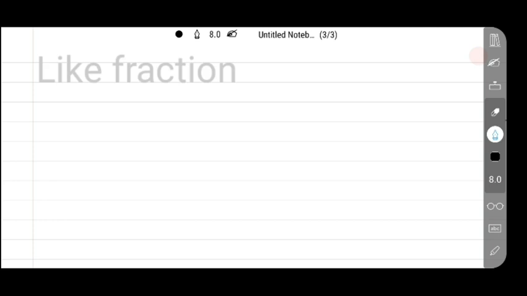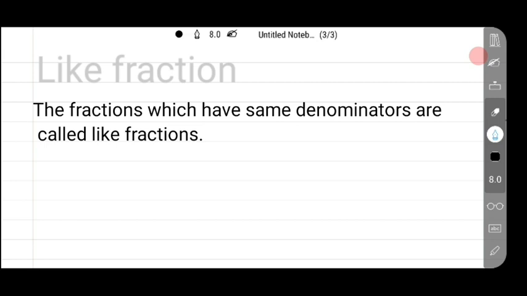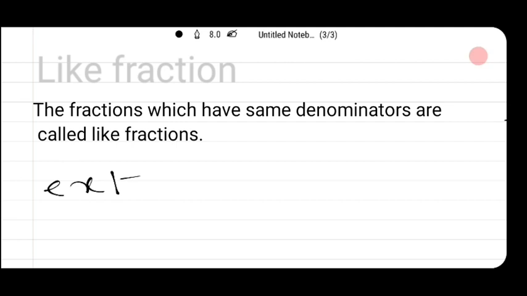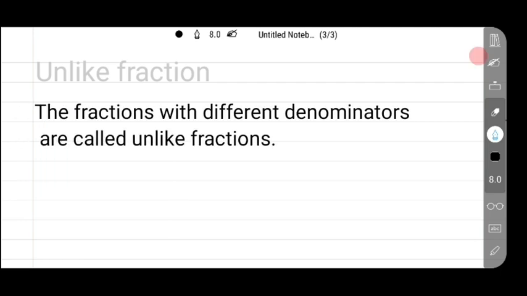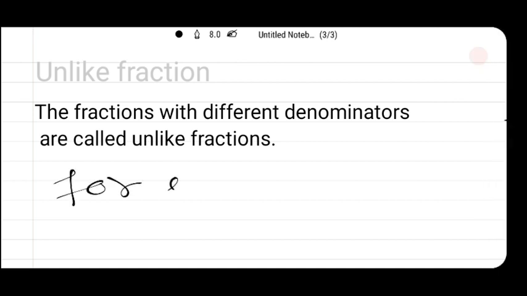The next one is like fractions. The fractions which have the same denominators are called like fractions. For example, 1 upon 5, 2 upon 5, etc. Here the denominators are the same. Next one is unlike fractions. Fractions with different denominators are called unlike fractions. For example, 1 upon 3, 2 upon 5, because here the denominators are different, that are 3 and 5.